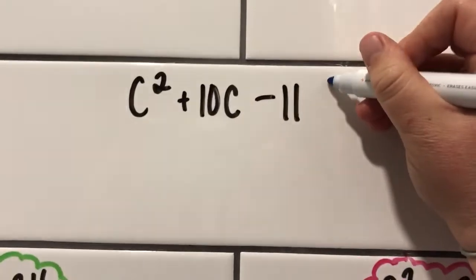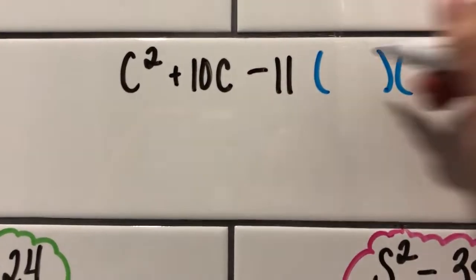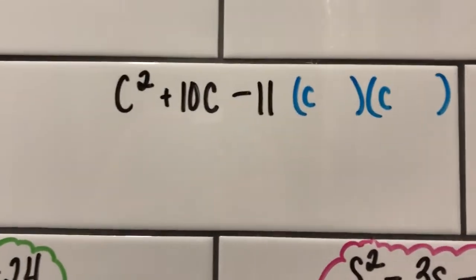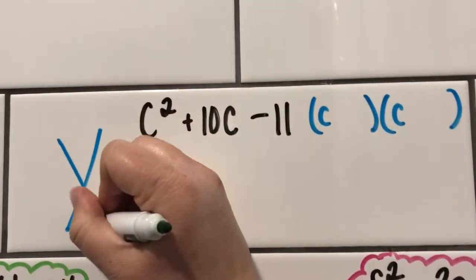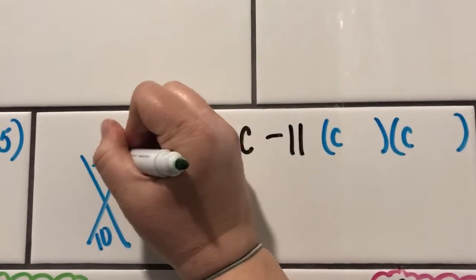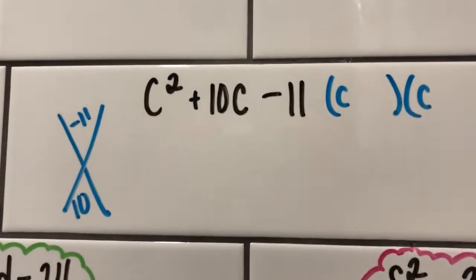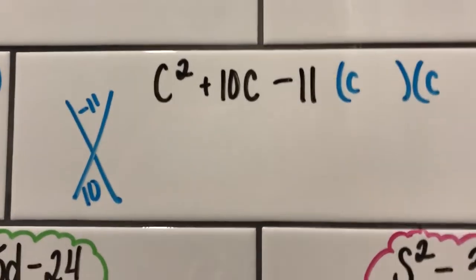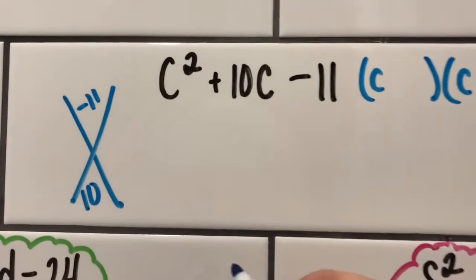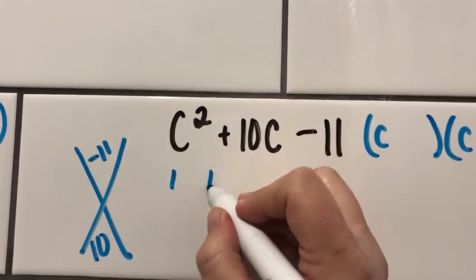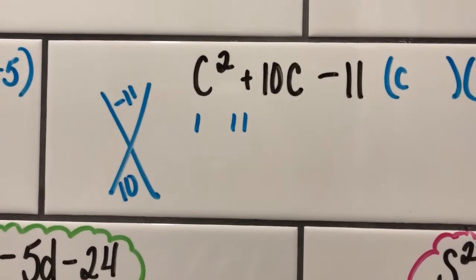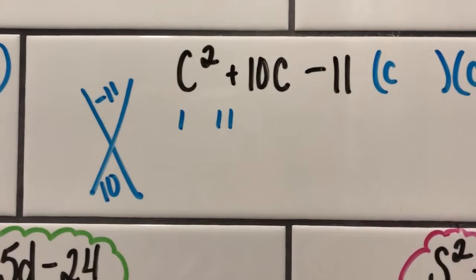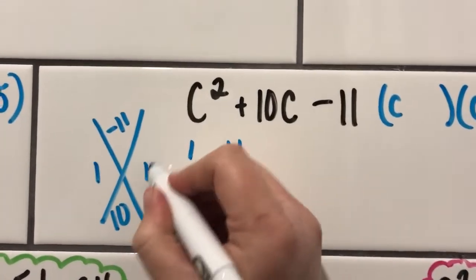For this one, my variable is c, so I'll set up my parentheses using a c. I'm going to make my x puzzle. The b goes on bottom, so 10 is going to come down here, and c on top, negative 11. So what 2 numbers multiply to make negative 11 but add to positive 10? So I'll write out my factors, and that's easy because it's prime. 1 times 11, that gives me a positive 11. So again, I'm going to watch out for those negatives. I'm going to fill my 1 and 11 in.